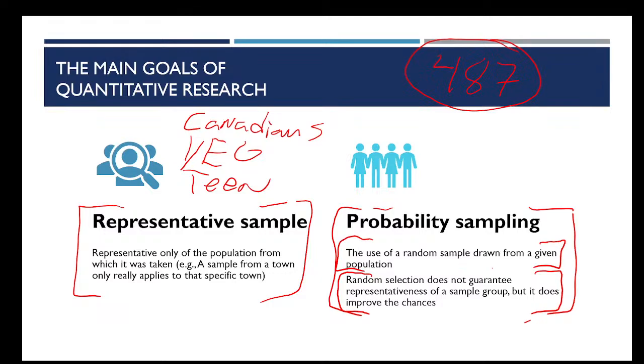Even if you have a random sample, it doesn't guarantee representativeness of the sample group, right? You can still have weird ways that it gets skewed. You try a random sample dialing phone numbers, you get more older people because more older people pick up the phone or have a home phone or something like that. But it improves the chances, so it tends to make it better. And you're never probably going to get perfectly random samples, but you want to approach it as best you can.